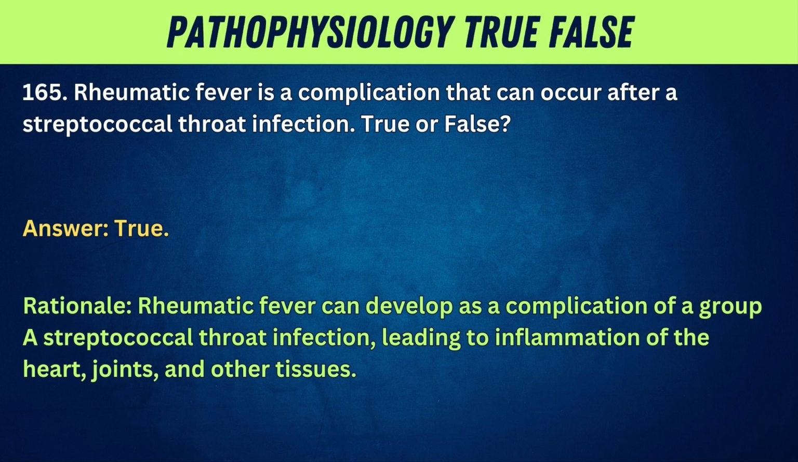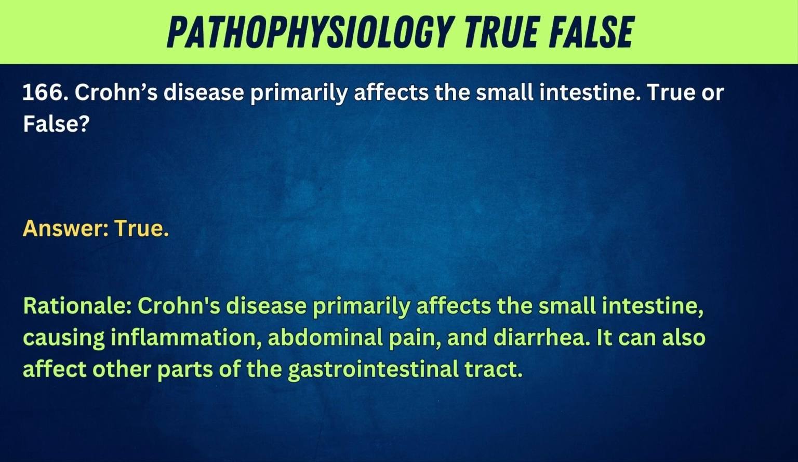and other tissues. 166. Crohn's disease primarily affects the small intestine. True or false? Answer: true. Rationale: Crohn's disease primarily affects the small intestine, causing inflammation, abdominal pain, and diarrhea. It can also affect other parts of the gastrointestinal tract.